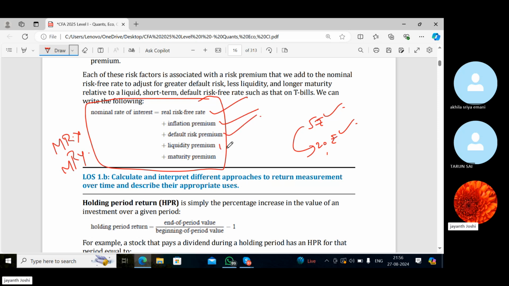Default risk premium, liquidity premium. Of course, Mr. X is giving loan to Mr. Y. Maybe Mr. Y may not have enough money when he wants to repay the money to you. We cannot guarantee his position. And also the money is with someone for a longer period of time. Maturity premium: the less the maturity, the less the risk. The more the maturity period, the more the risk. So accordingly, you will be charging the premium. All this together will give you nominal rate of interest. What is real risk-free rate? See, government will never pay you nominal rate of interest. Government will pay you real rate of interest.